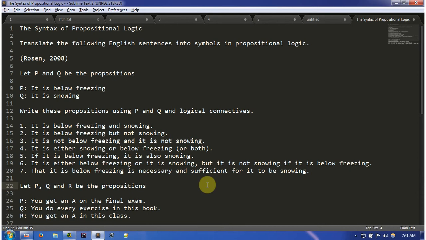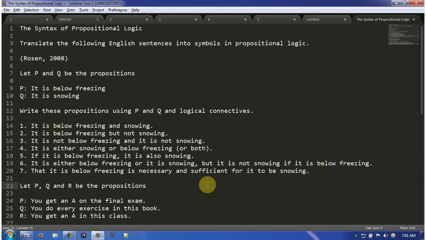And lastly, we have the equivalence or biconditional, represented by if and only if. Its verbal form is P if and only if Q, and its other equivalent phrase is P is equivalent to Q.